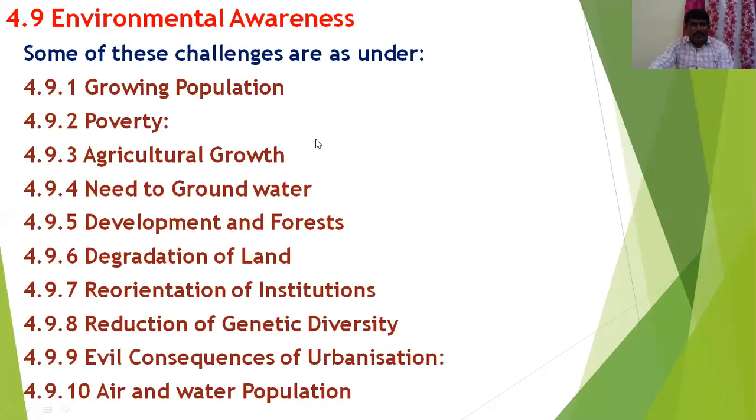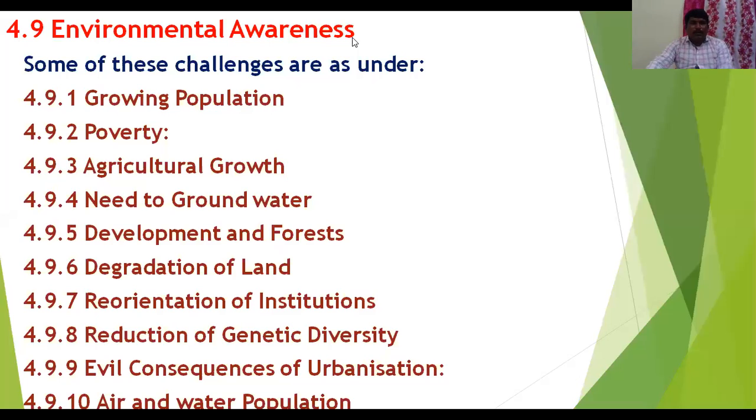Dear students, let us discuss each of these: growing population, poverty, agricultural growth, need for groundwater, development and forests, degradation of land, reorientation of institutions, reduction of genetic diversity, evil consequences of urbanization, and air and water pollution. Now let us discuss each of them. The first one is the growing population.